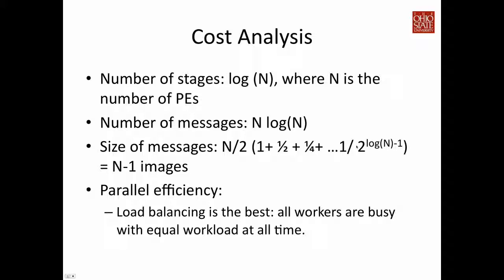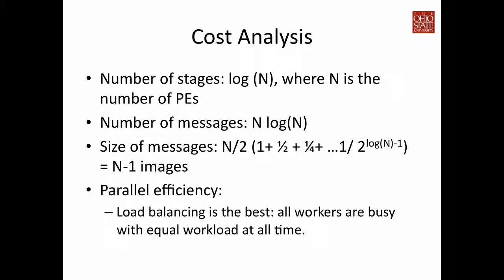If you keep going until the last pass, because we have log n passes, in the last pass we're going to have 1 over 2 to the power of log n minus 1 image within the processor pair being sent. So if you do some calculation, you're going to find out the total is n minus 1 images.